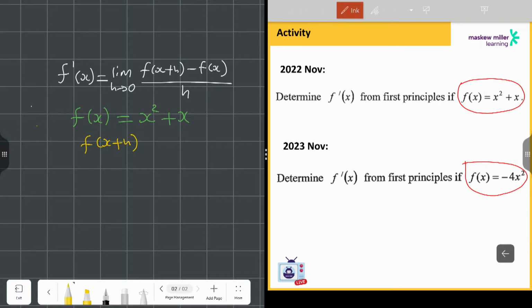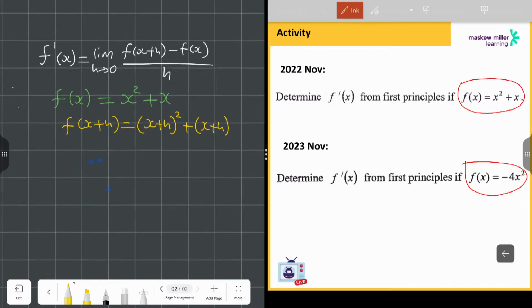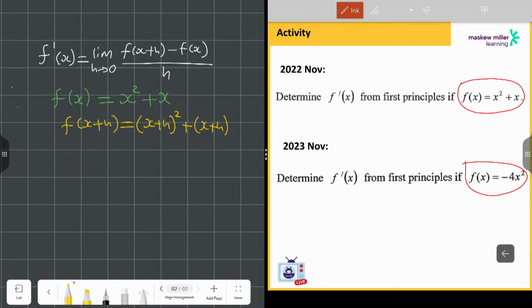So I am going to then substitute wherever I see x with x plus h. So let's do that. I have (x plus h) squared plus, and then I have my other x plus h. So that is what I mean when I say every time you see x, you replace it or you substitute x plus h. Then we go on and we simplify, open our two brackets, multiply it out, do whatever we can to end up with one statement.